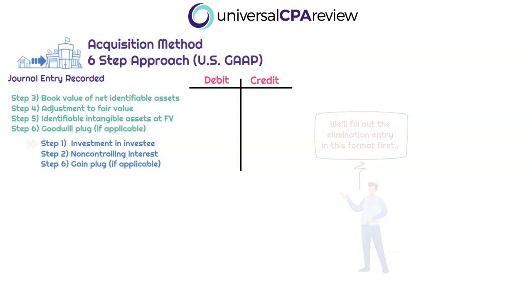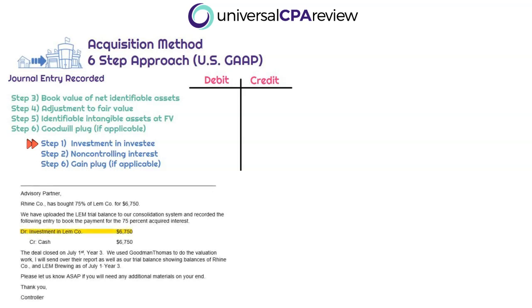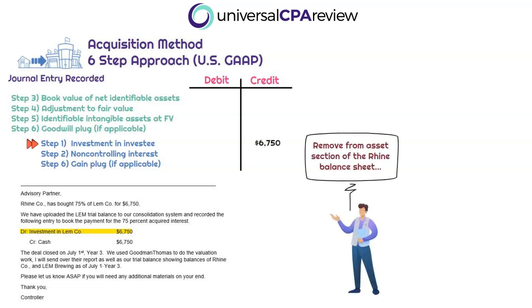So let's start with step number 1, which is the investment in investee. Going back to that email, we saw that on the acquisition date, they debited the investment in investee account, which was basically the investment in Lem Brewing, for the purchase price. What we need to do here is reverse that out from the asset section, which is why it's a credit here. So our step 1 is going to be a credit for that purchase price to acquire 75% of Lem Brewing.